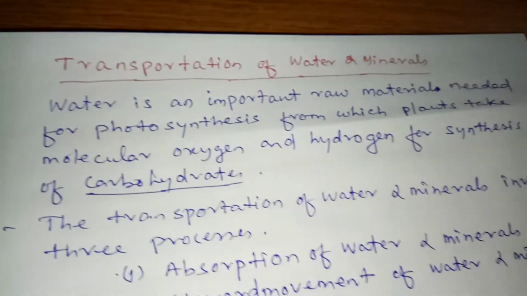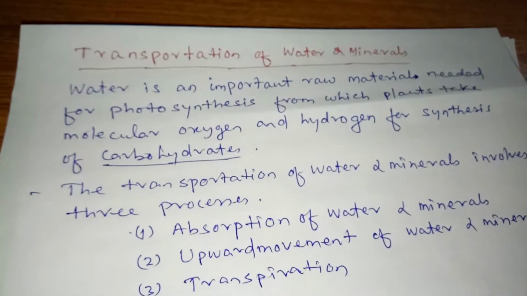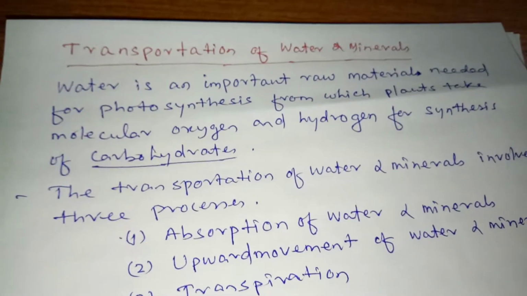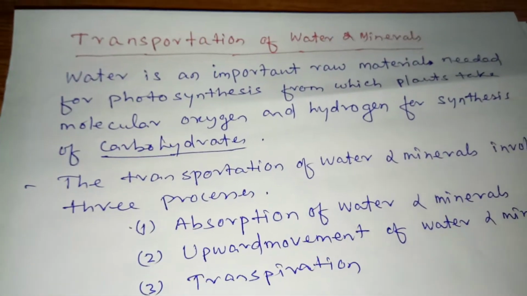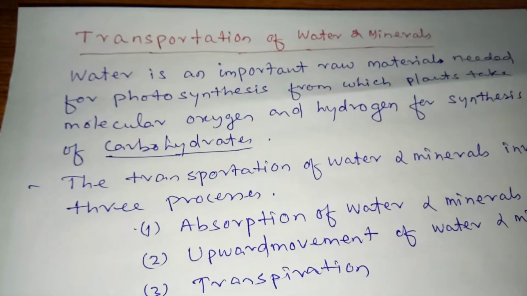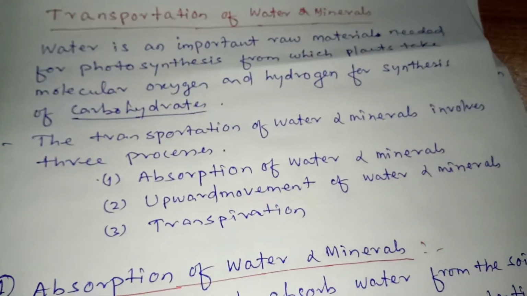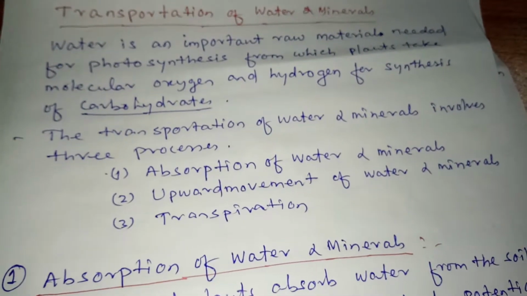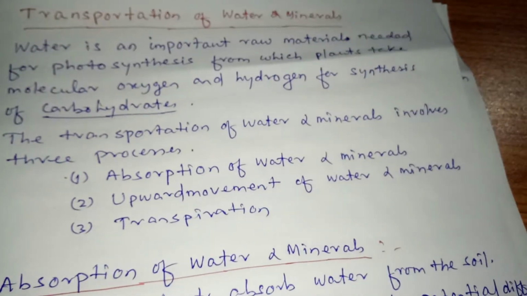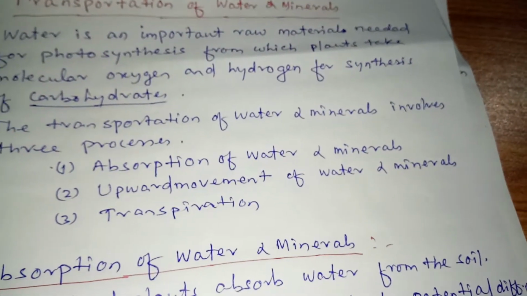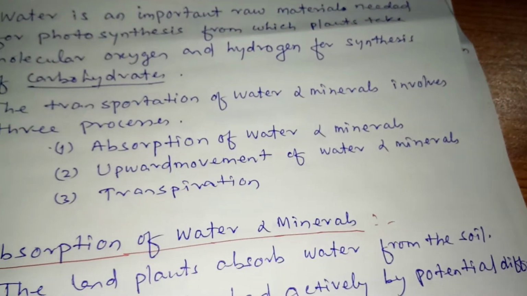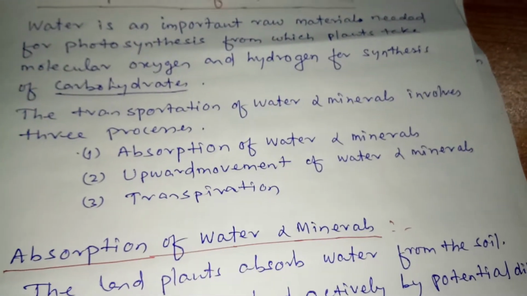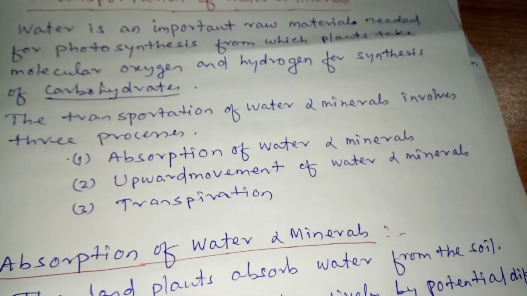Students, water is an important raw material needed for photosynthesis, from which the plants take molecular oxygen and hydrogen for synthesis of carbohydrates. The transportation of water and minerals involves three processes. One, absorption of water and minerals. Second, upward movement of water and minerals. Third is transpiration. Let us understand one by one.